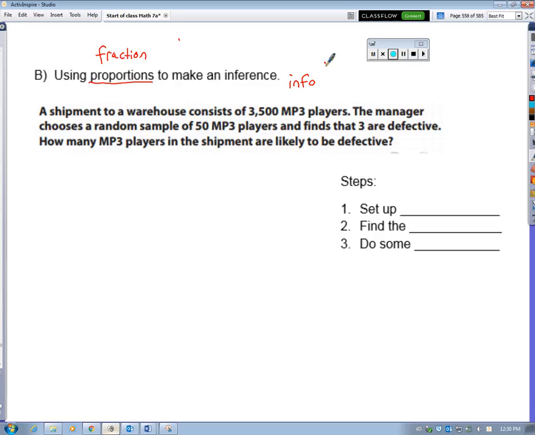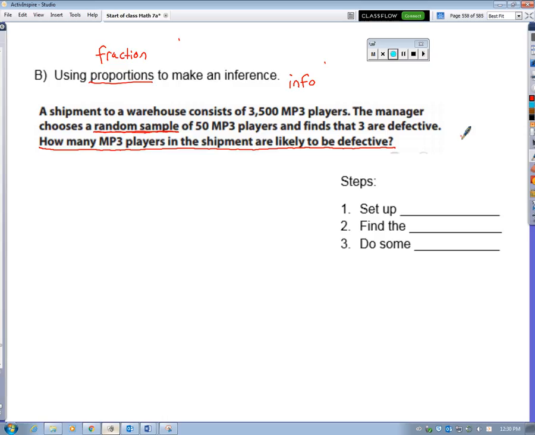Okay, so take a look at what we have here. A shipment to a warehouse consists of 3,500 MP3 players. The manager chooses a random sample, like we were talking about, of 50 MP3 players, and finds that 3 are defective. So out of the 50 he picked up, there were 3 of them that were bad, defective. So what he wants to know is how many MP3 players in the shipment are likely to be defective. Based on this information, how many out of the 3,500 are probably going to be defective?